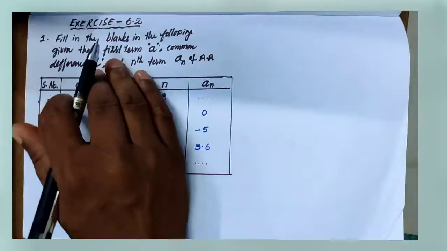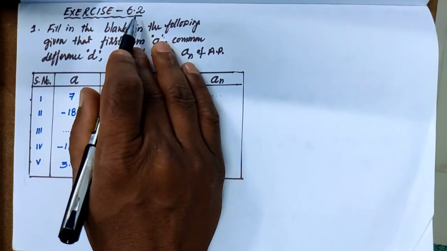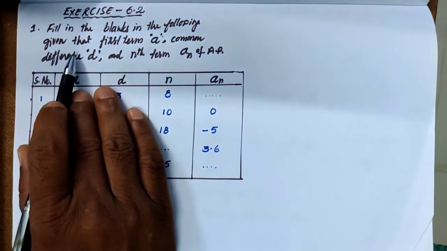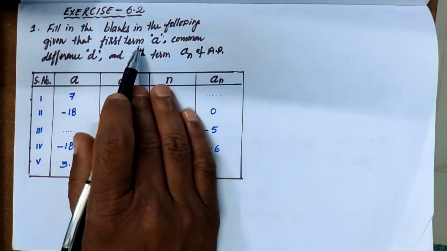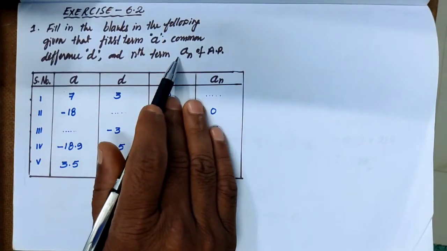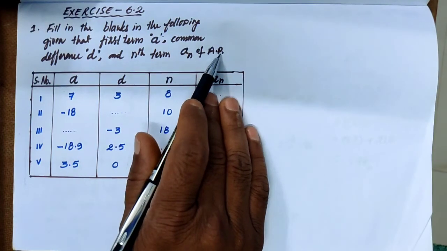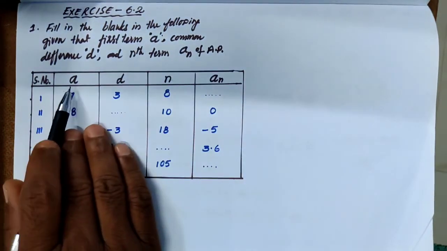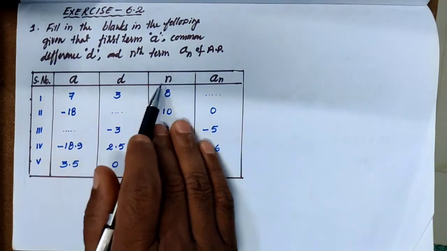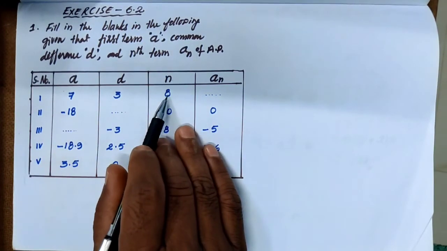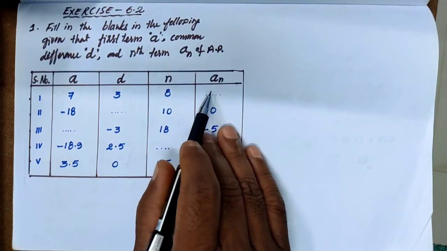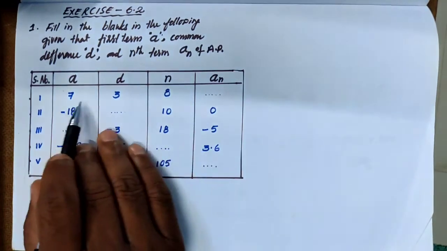Now see here, exercise 6.2, arithmetic progression. Fill in the blanks in the following, given that the first term is a, common difference is d, and nth term is an of arithmetic progressions. So here this is the first term a, and this is the common difference, and this is the number of terms, 8 terms, and we have to find the 8th term. What is the value of the 8th term? That we have to find by using these values.